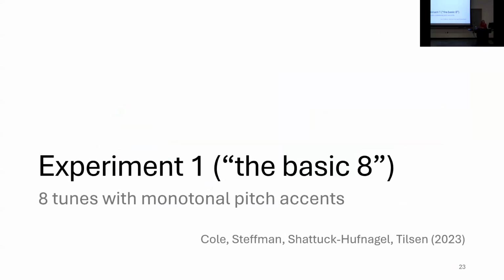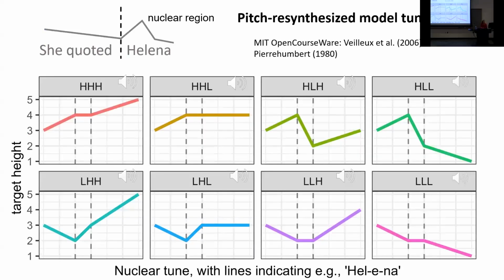Okay, so several experiments using this paradigm. I'm going to take you through the first one, which is called experiment 1, but in my lab we call it the basic 8. Okay, so we created stimuli through resynthesizing pitch on naturally produced utterances. The resynthesis was based on these straight line approximations, which are part of the training materials in the ToBI annotation system for intonation in American English. So here I'm going to play each resynthesized model tune, starting with HHH in the upper left and going across the top row and then the bottom row from left to right.